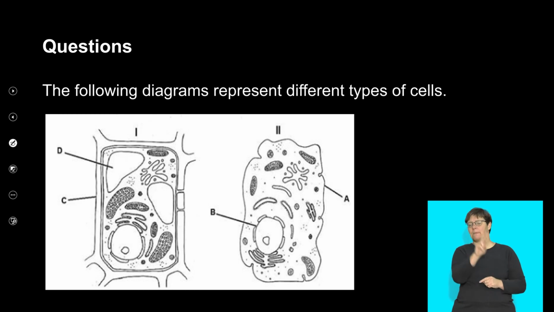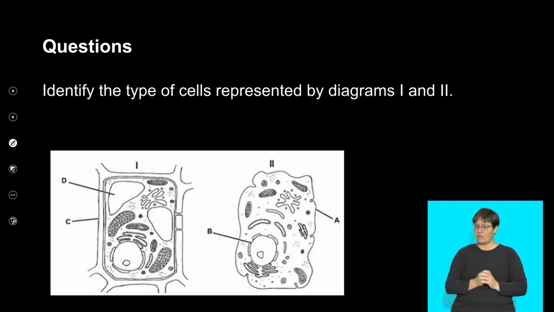Okay guys, so let's have a look at common questions that we can ask on this section. Very often you are given a diagram of a plant and an animal cell, and you need to be able to answer questions, tell the difference, etc. The question is, the following diagrams represent different types of cells. Identify the cells represented by diagrams 1 and 2. The first thing you always need to identify is which one is a plant cell and which one is an animal cell.